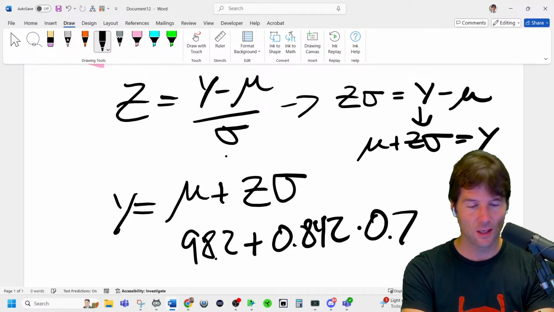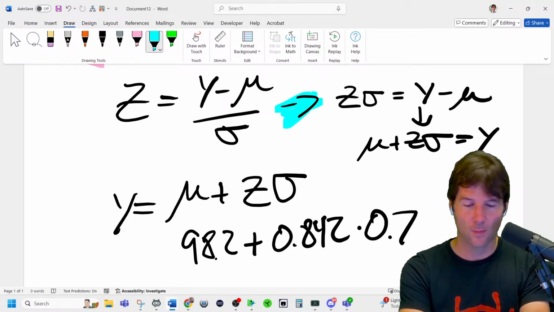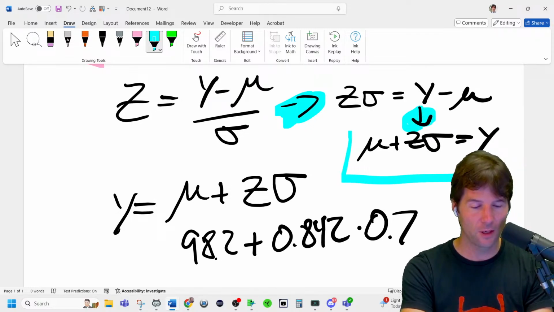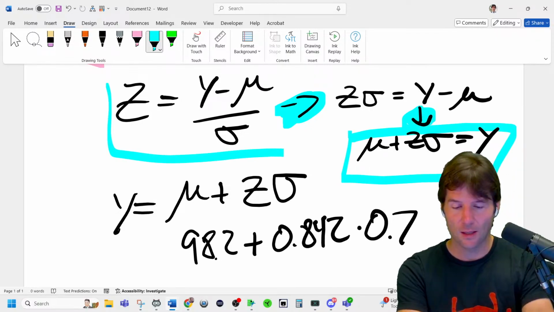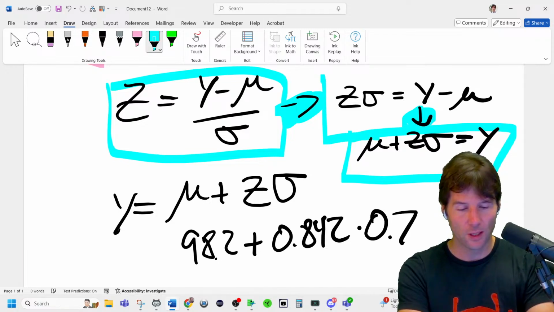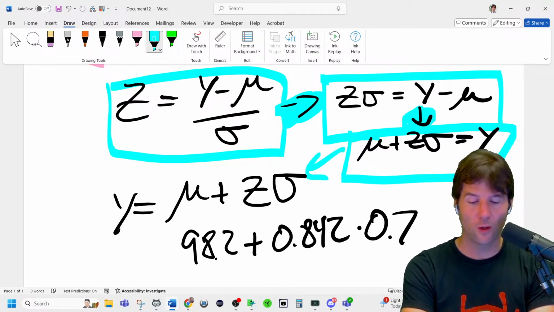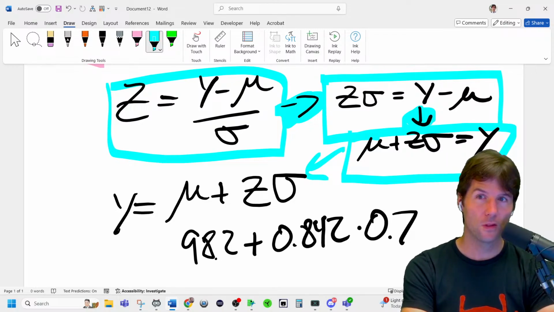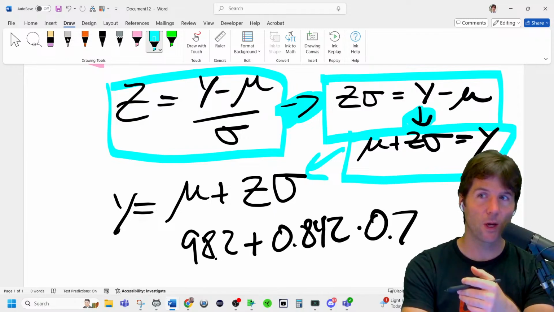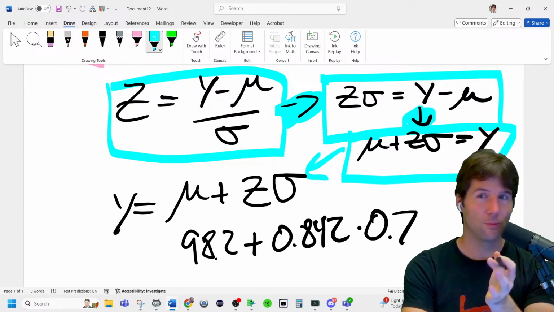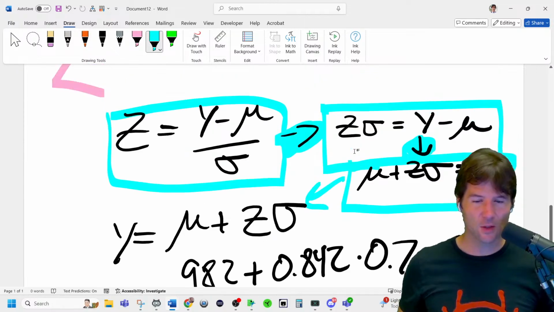Does that make sense? If you follow these paths right here, you can times both sides by sigma to put sigma on top of the equation, and then you can add right there. So you're just taking this original equation and bringing it through these steps to turn it into the other one. So that's the reworked equation to solve for y. So z equals y minus mu over sigma can be reworked to solve for y, where mu plus z sigma is equal to y. Does that make sense, Noel?